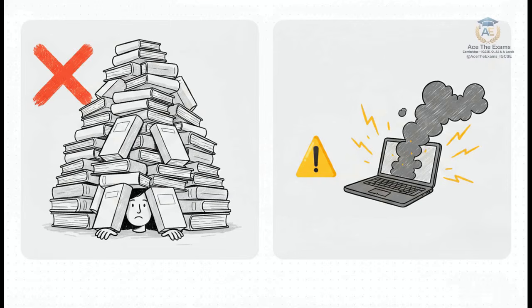The pressure in that room, it's intense. Your brain has to instantly parse all this raw data, figure out the algorithmic logic, and then write it out perfectly. This is exactly where so many incredibly smart students just completely freeze. They know the theory inside out, but they lack the strategy to execute it under pressure.